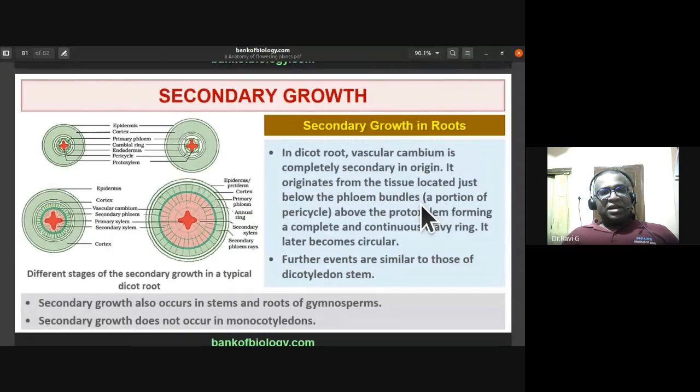Okay, I want you to write one more assignment for this. Differentiate between secondary growth in the dicot stem and secondary growth in dicot root. So please make a column and write the differences between secondary growth in dicot root and secondary growth in dicot stem. So you have to write these differences between them.